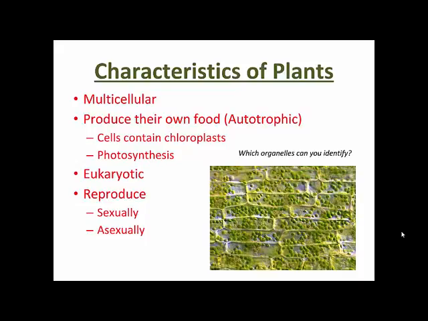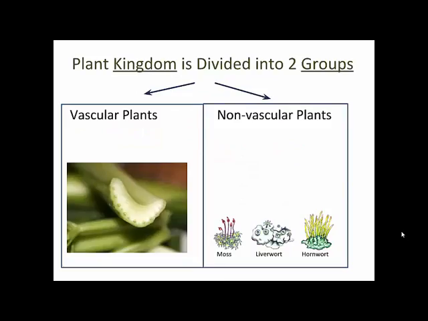So if we further break down the classification of plants, there's sort of two broad groups of plants. Vascular and non-vascular plants. So I have up here an example of each. What is this? Moss. Anyone know what this is? It's a geranium. All right. So these are an example of each type of plant.